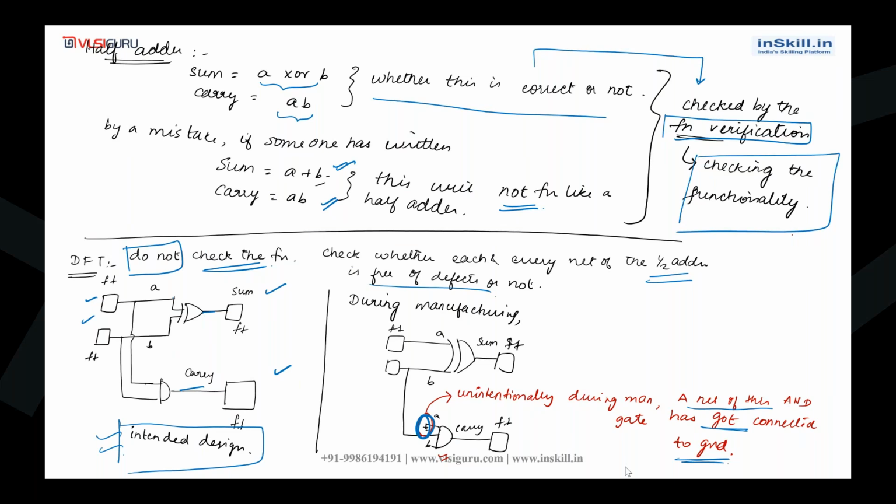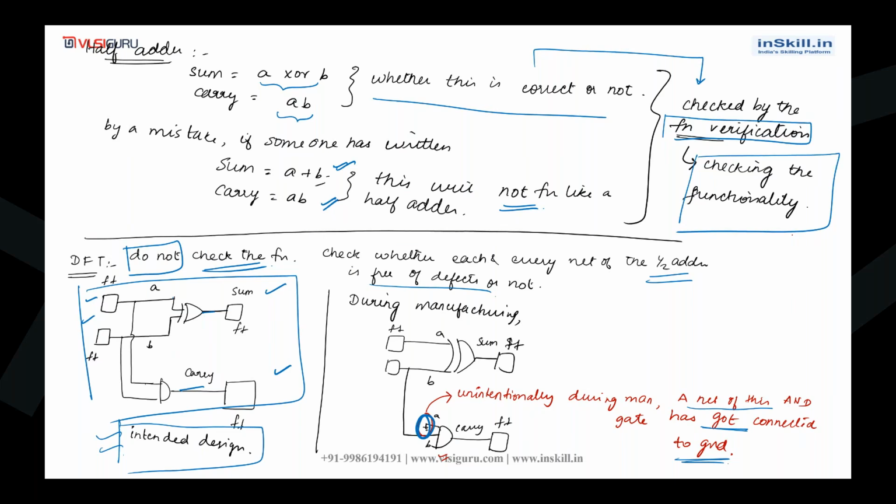So this is what will be checked by the DFT team. We do not check the functionality. We check whether each and every net of the half adder is free of defects or not. So this is our intended design: sum is A XOR B, carry is AB.